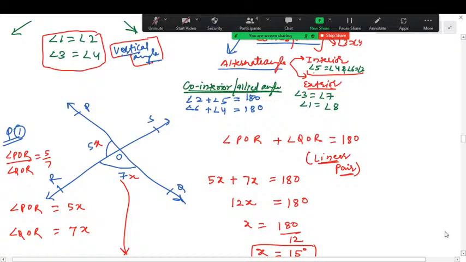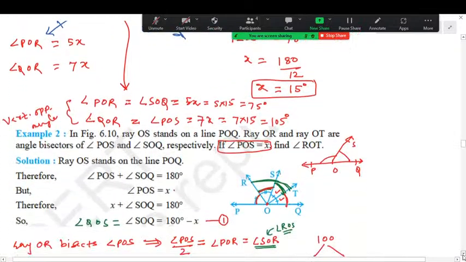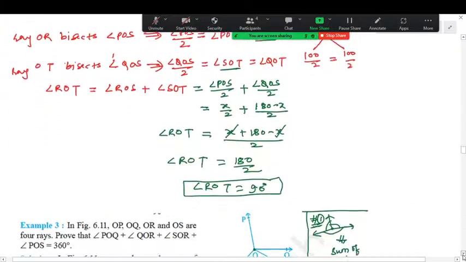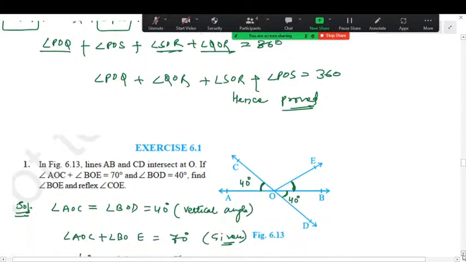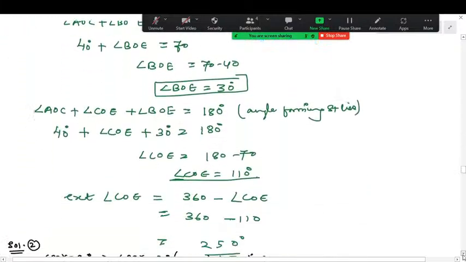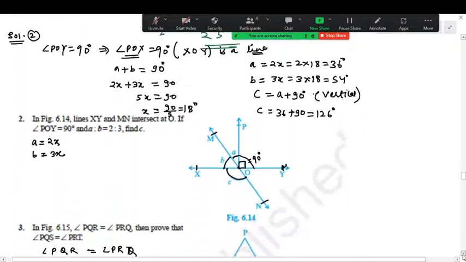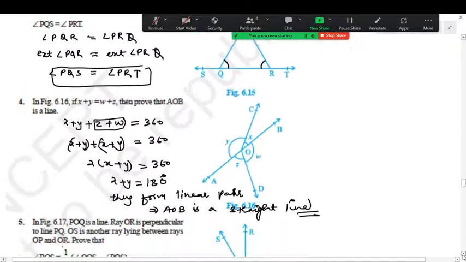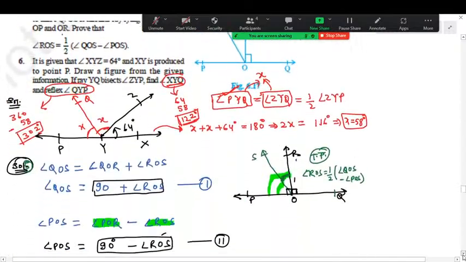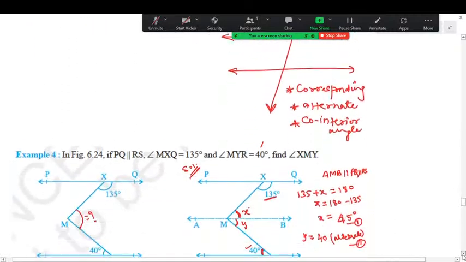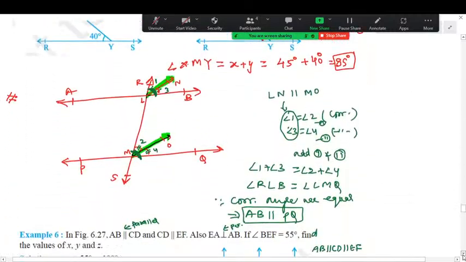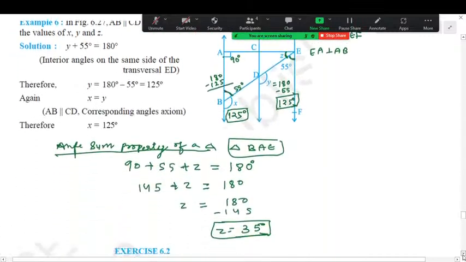Then we have solved many questions based on these properties that we have discussed. These are different questions that are here in front of you that we have already solved. And then we have covered this exercise as well. And there were 6 questions here in this exercise that we have solved. Then we have solved another exercise 6.2 and examples as well as these questions.